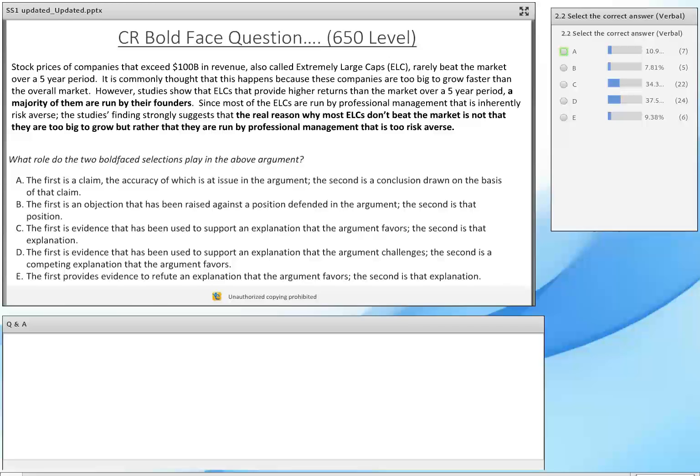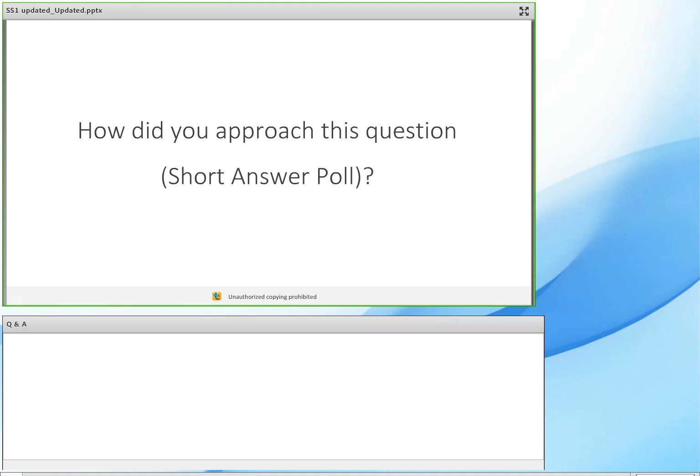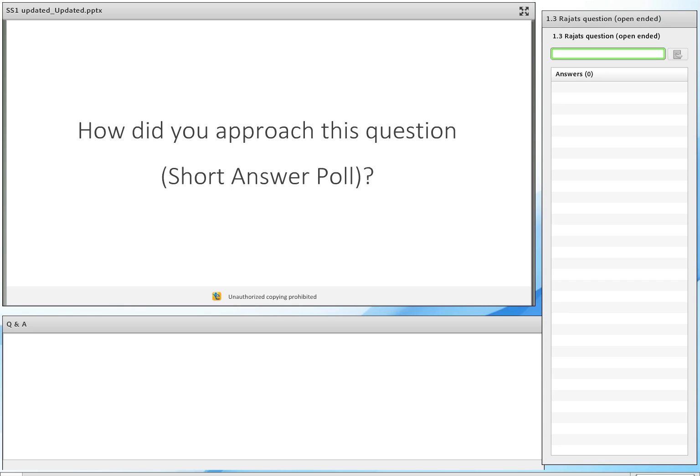So choices C and D are really popular. Other than that, choices A and E are somewhat popular. Choice B is the least popular choice. Okay, let's see how we do this. So tell me, how did you approach this question?